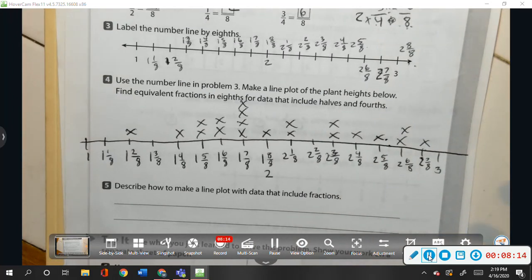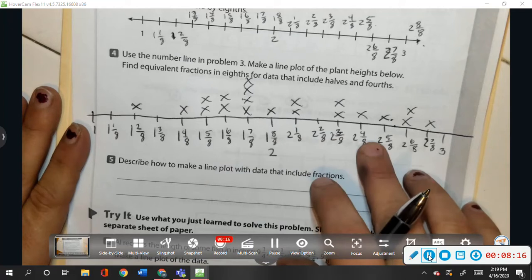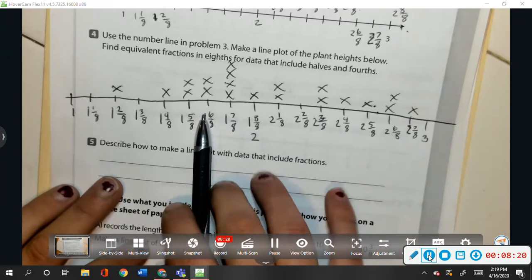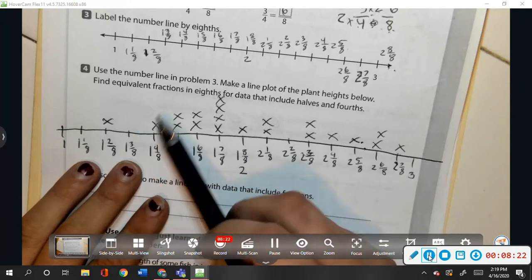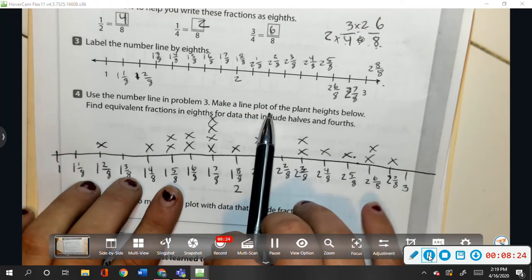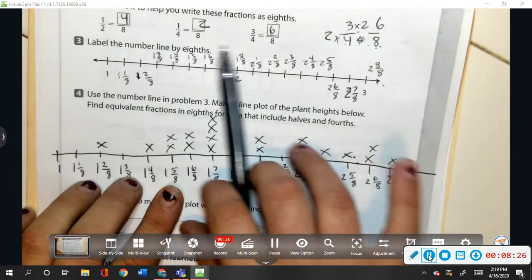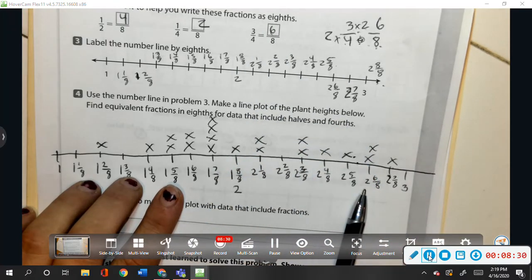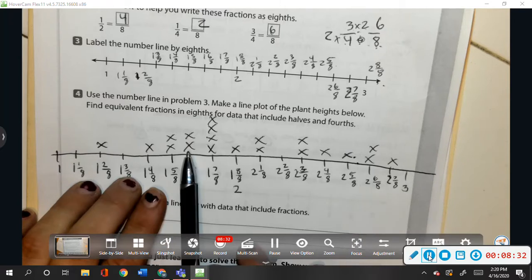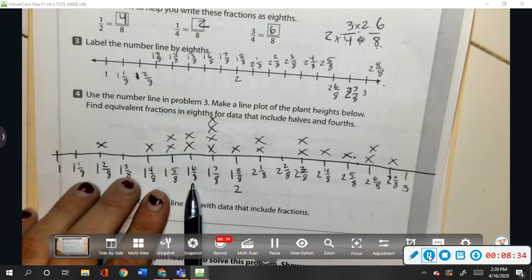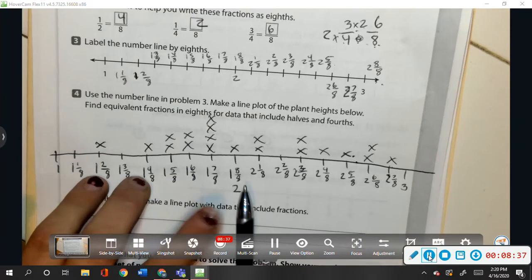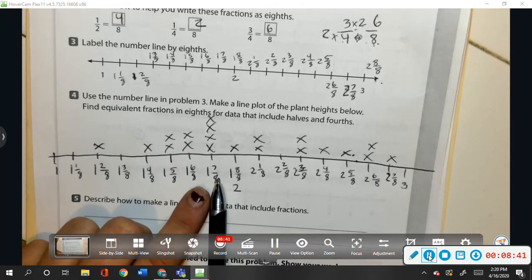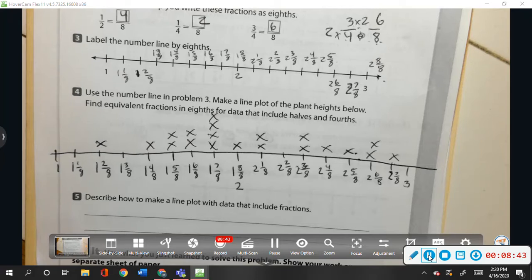Alrighty, so this is what your line plot should look like. What we had to do was, when we saw something like 3/4, we had to go up here and use this key and say 3/4 is the same as 6/8. So we had 2 6/8, we had 2 5/8, or 1 and 5/8. We had 1, 2, 3, 4 plants that were 1 and 7/8 long.